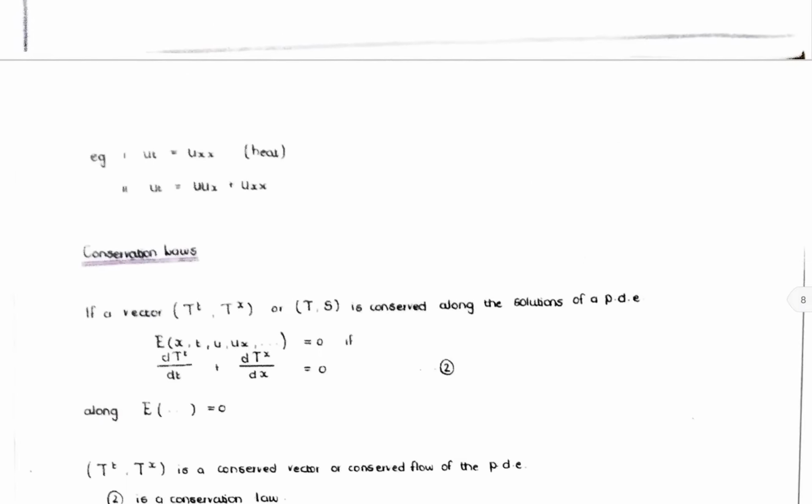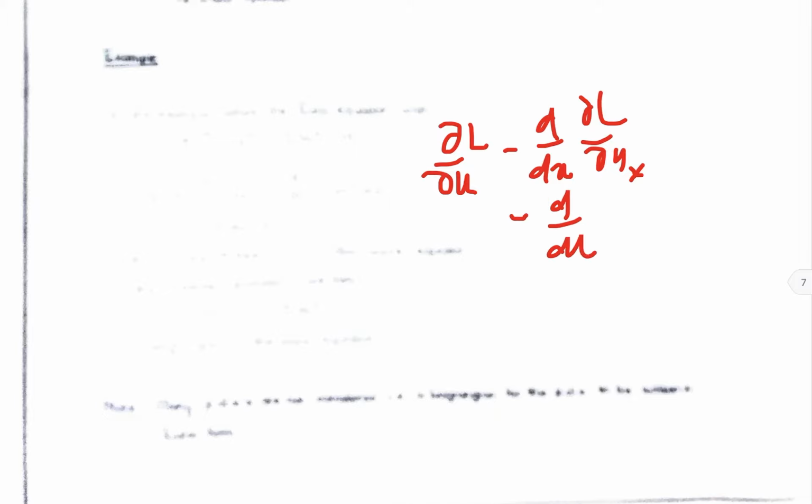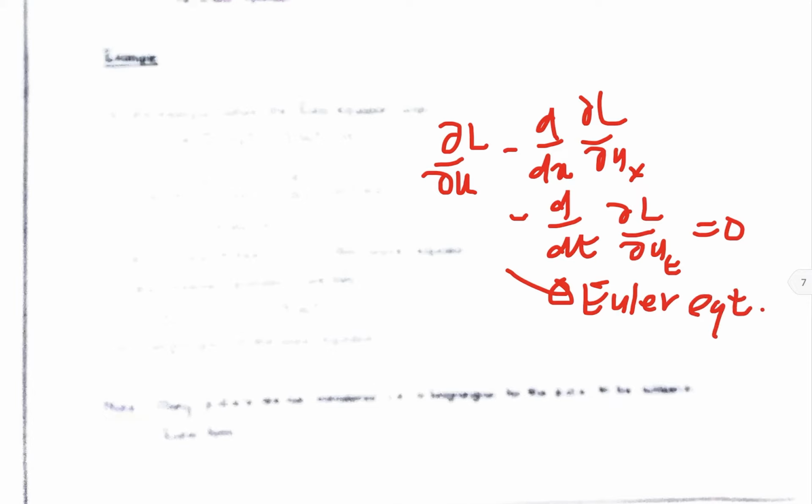And in this case, the partial differential equation, perhaps I'll repeat it here, has the form partial derivative of L with respect to u, minus total derivative with respect to x of partial L with respect to ux, minus total derivative with respect to t of partial derivative of L with respect to ut, equal to 0. So this is the Euler equation, or Euler-Lagrange equation, whose solutions provide solutions for the corresponding variational problem.